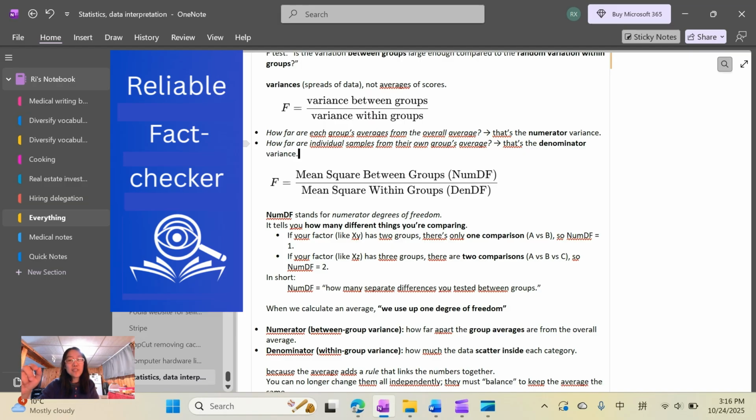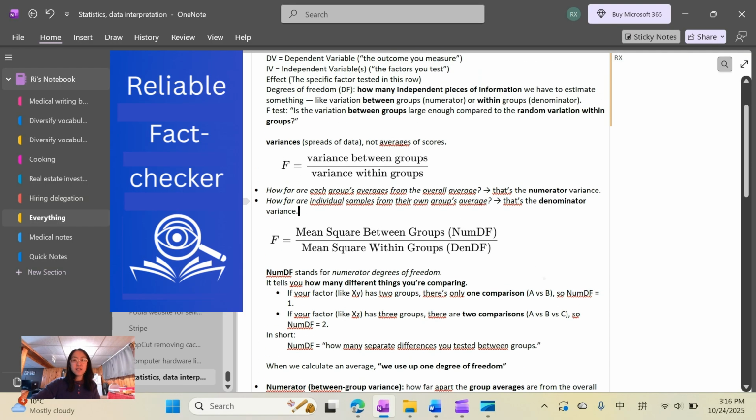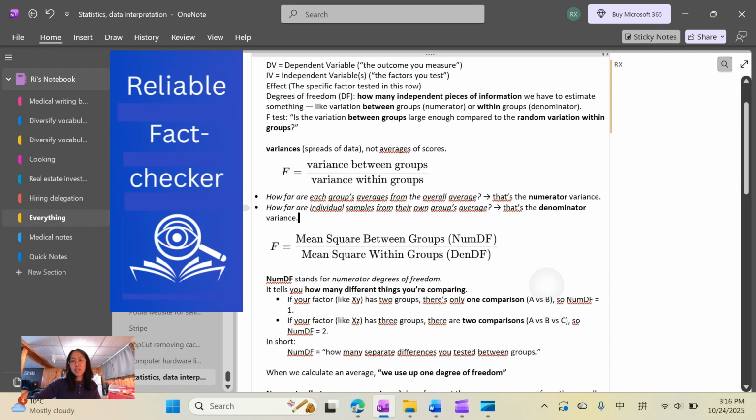Honestly, I don't understand why he invented this ratio. Ah, it's a ratio, I just realized. This ratio of mean squares. So it's basically a ratio of variance.